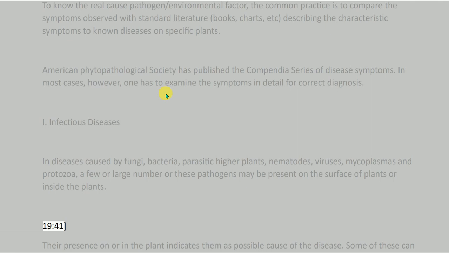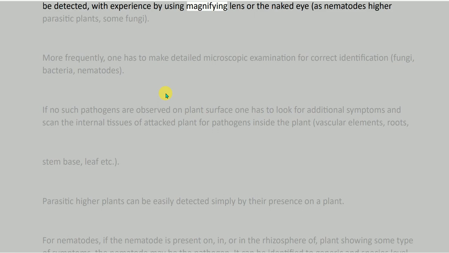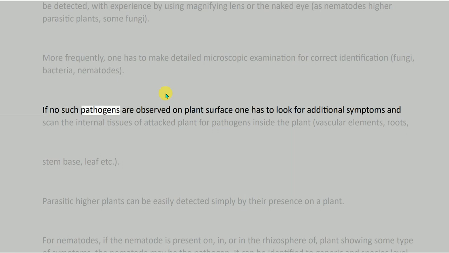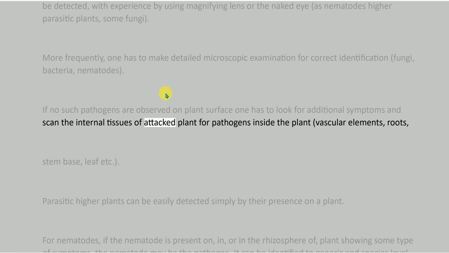Their presence on or in the plant indicates them as a possible cause of the disease. Some of these can be detected, with experience, by using a magnifying lens or the naked eye, as nematodes, higher parasitic plants, some fungi. More frequently, one has to make a detailed microscopic examination for correct identification: fungi, bacteria, nematodes. If no such pathogens are observed on the plant surface, one has to look for additional symptoms and scan the internal tissues of the attacked plant for pathogens inside the plant: vascular elements, roots, stem base, leaf, etc.